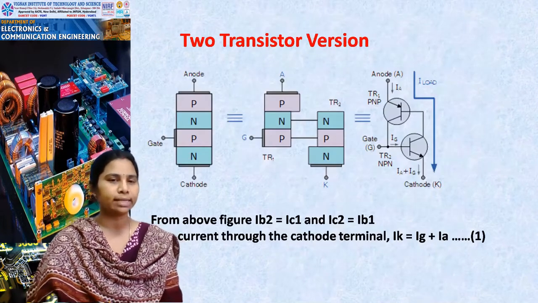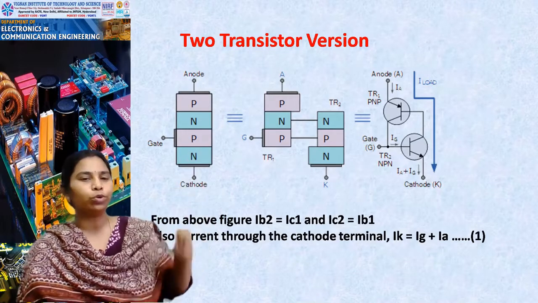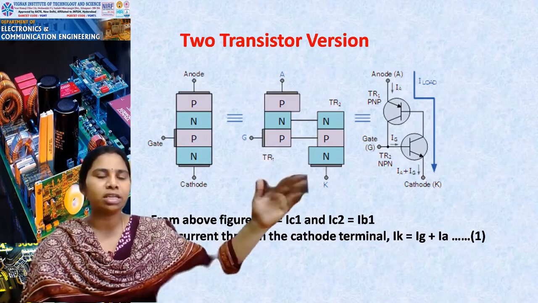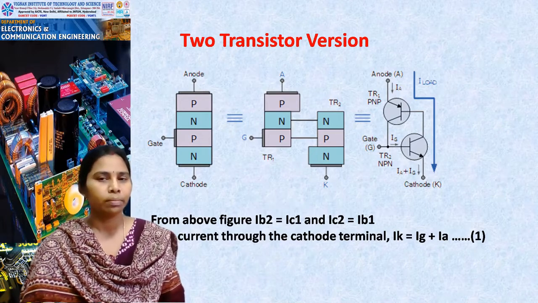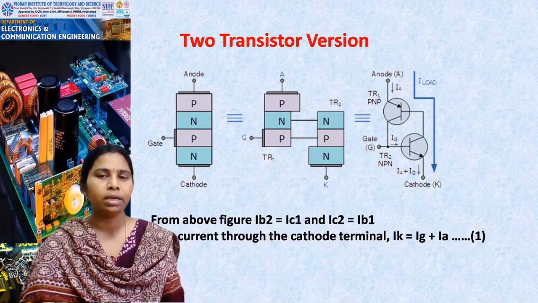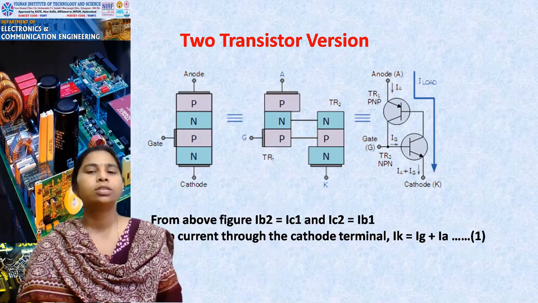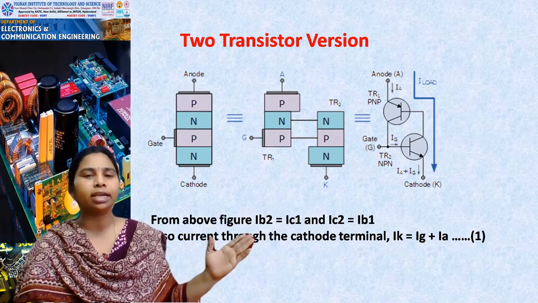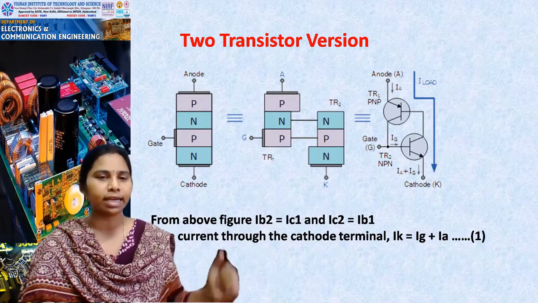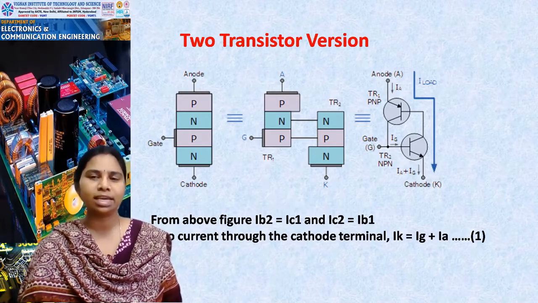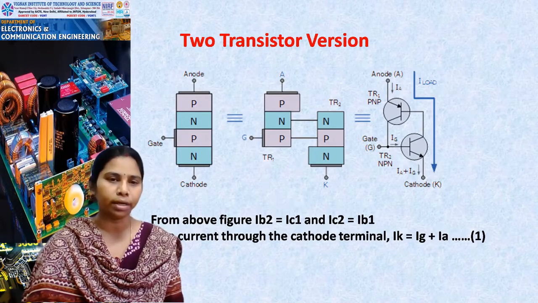Next to this is the 2-transistor version of SCR. As we have already discussed, this is split into 2 transistors. One is a PNP transistor, one is an NPN transistor. The base of transistor Q2 is connected to the collector terminal of transistor Q1. The base of transistor Q1 is connected to the collector terminal of transistor Q2. So you can clearly say that the base current of transistor Q2 is equal to the collector current of transistor Q1. You can represent the transistors as Q1, Q2 or T1, T2.